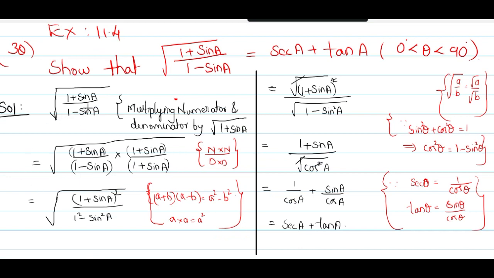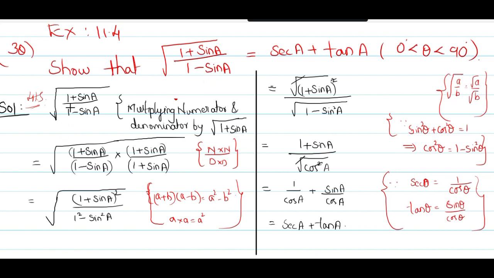The third question: show that under root 1 plus sin a by 1 minus sin a value is equal to secant a plus tan a, where theta value lies between 0 and 90 degrees. So, in order to solve this, let us again take LHS. What is our LHS? LHS is under root 1 plus sin a by 1 minus sin a.